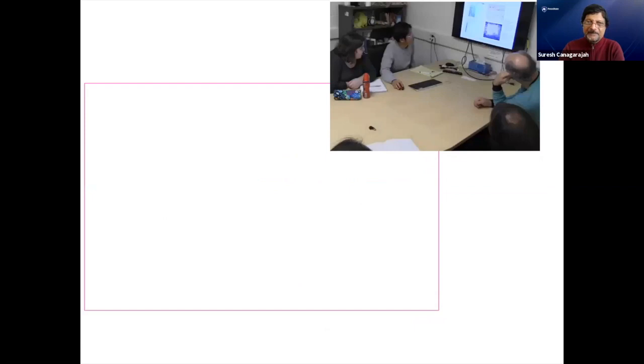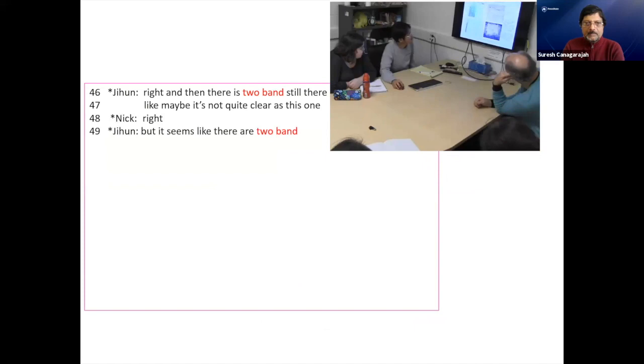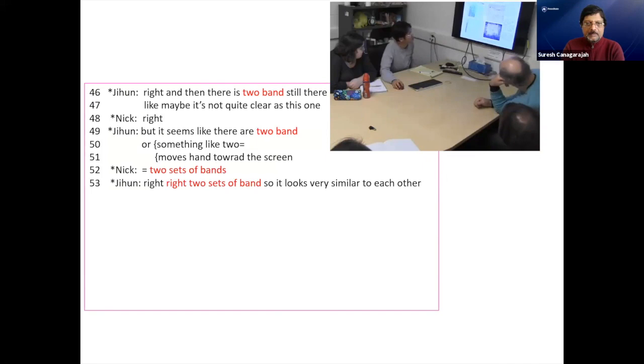Right. And these two bands still there. Like maybe it's not quite clear as this one, right? But it seems like there are two bands or something. Two. That's a band, right? Such a band there. So it looks very similar to each other. And so which band do we think would work best?